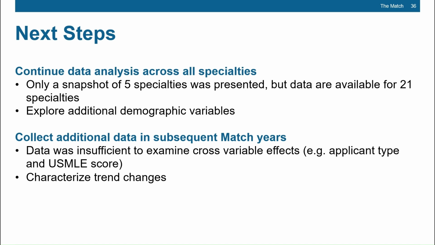Most imminently, we will continue our data analysis across all 21 specialties that met our inclusion criteria. We will also take a deeper dive into some of the other applicant characteristics that we did not include in our presentation today. For example, being a first-generation college graduate. Eventually, we hope to expand this collaboration to include additional data in subsequent match years.